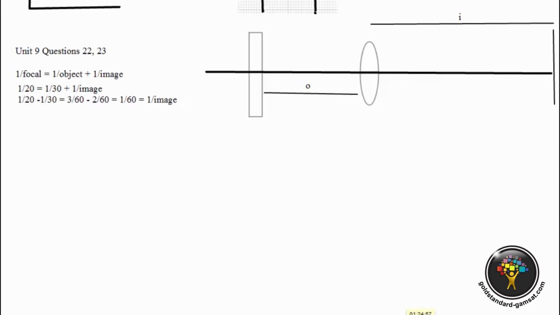Now let's look at the magnification. So question 23, the plate is positioned 30 centimeters from the lens, which is the case. The dimensions of the rectangular image formed by the screen will be. So this is asking, what is the magnification? Is the image going to be smaller? Is it going to be bigger? What is the magnification?